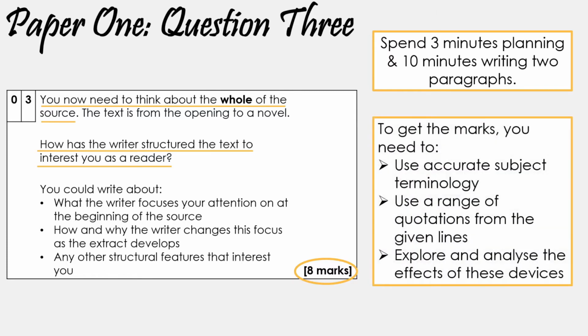So in order to get the marks, you need to, 1. Use accurate subject terminology. So if it's a sentence, say it's a sentence. If it's anaphora, say so in your answer. For higher marks, you need to use what's called sophisticated subject terminology. So as an example, you would say it's a minor sentence, rather than just calling it a sentence.